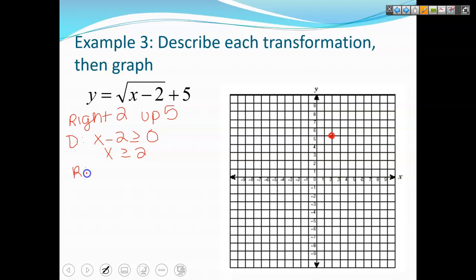My range is affected by A and K. Well, the A is still 1, but the K is 5. So that means that my Y values get shifted up 5. So Y will never be anything smaller than 5. So my table, again, is affected by that -2 and the +5.